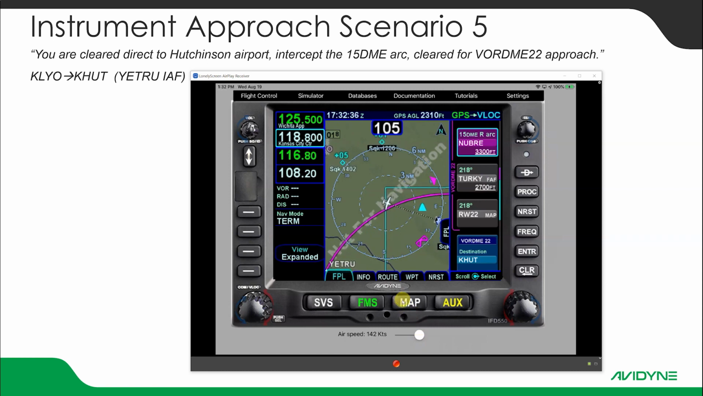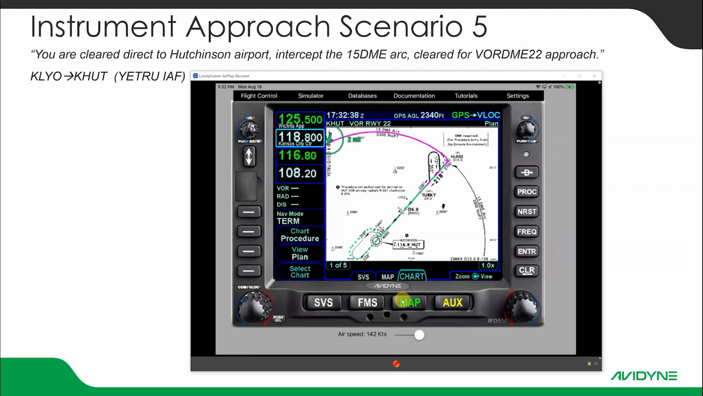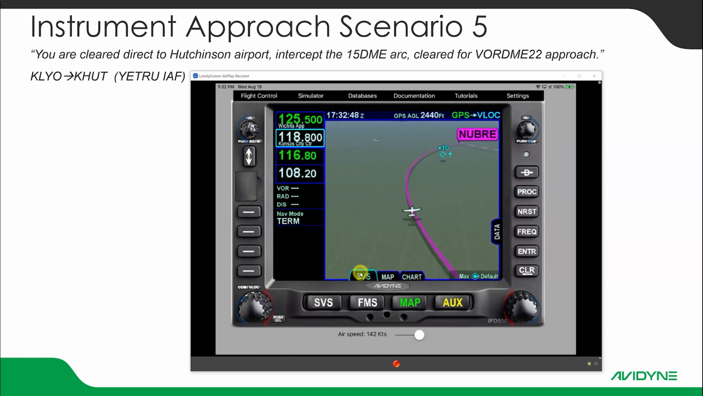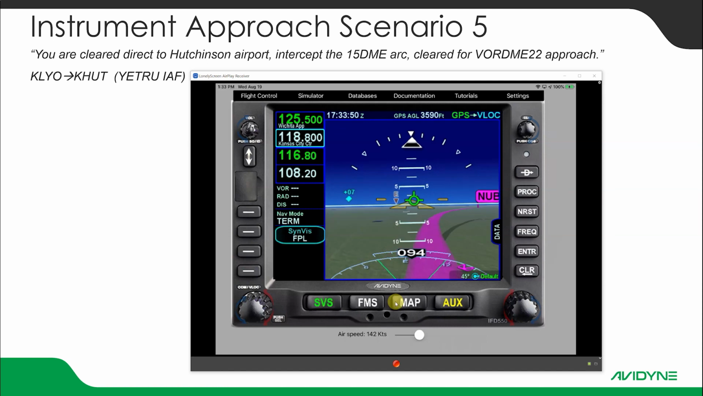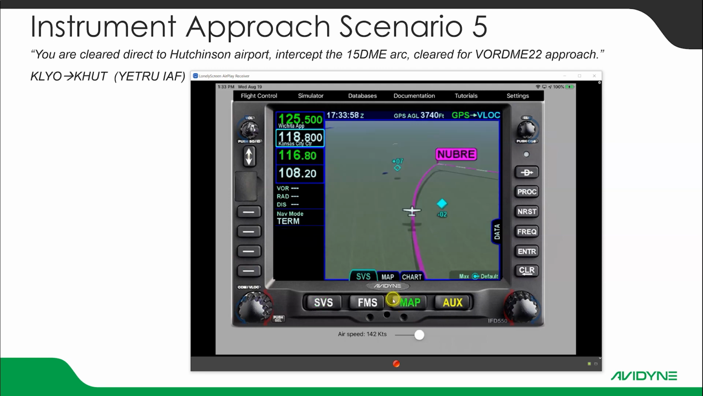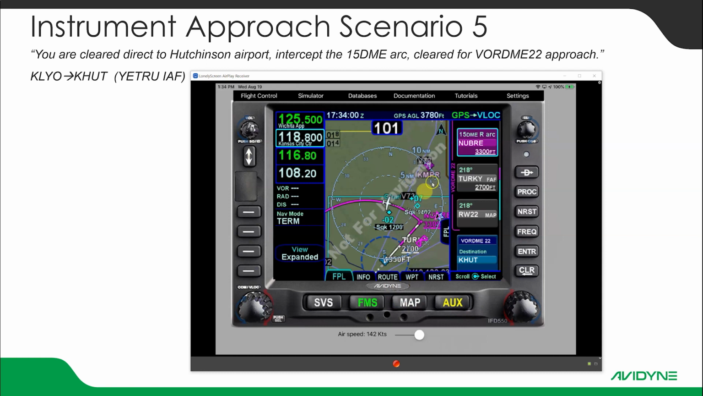onto the 15-mile arc. If I switch to the map page here, you can see I'm coming onto the chart. We're going to fly around the arc to NEWBRAE and then inbound. From the SynViz page, get a nice view of the arc there. Same with the out the window view. So it wants us to begin our descent so we can get to NEWBRAE at 3,300 feet, which it says right here.